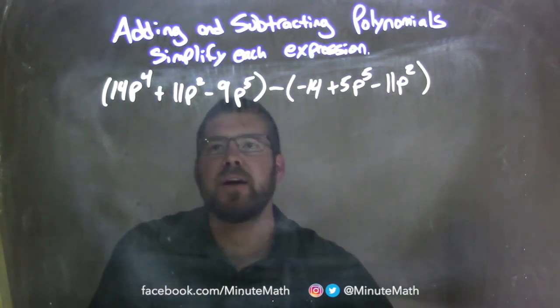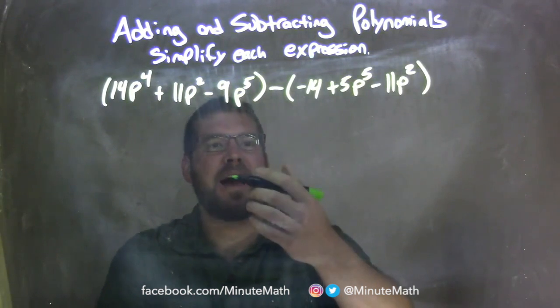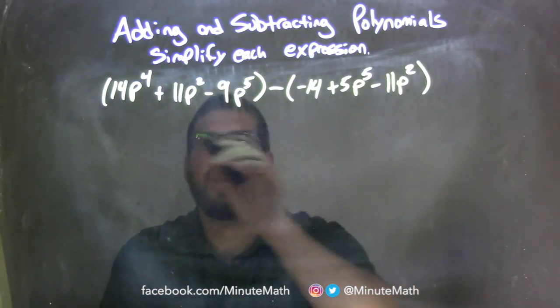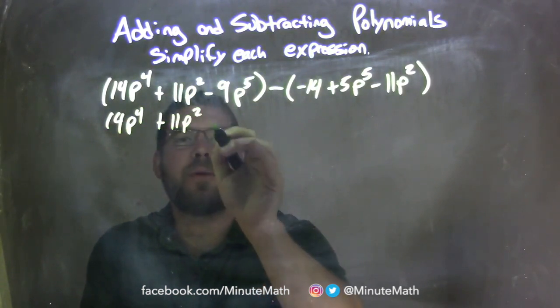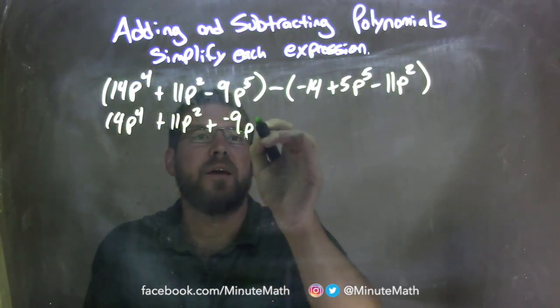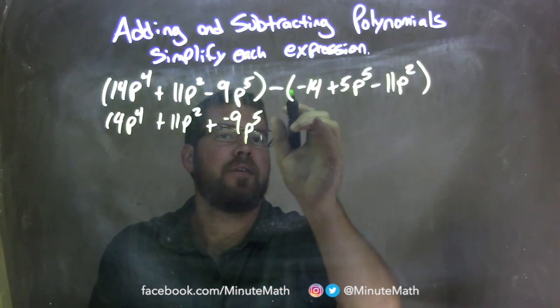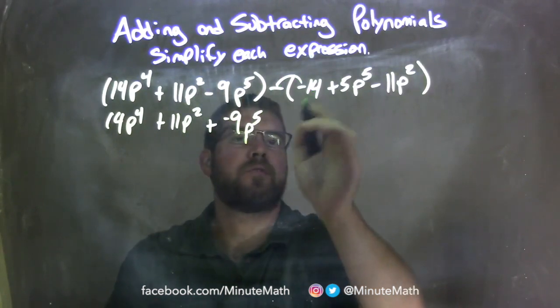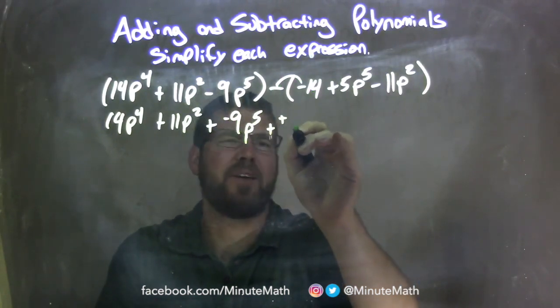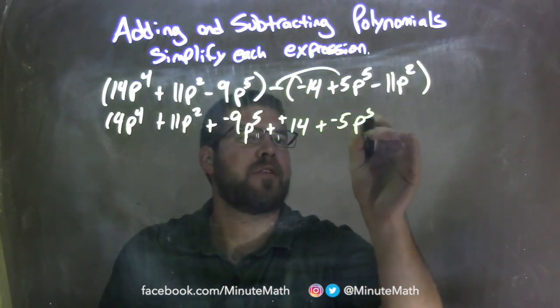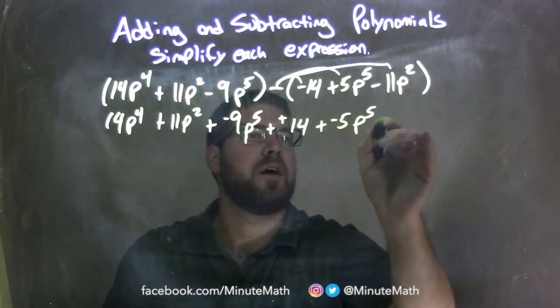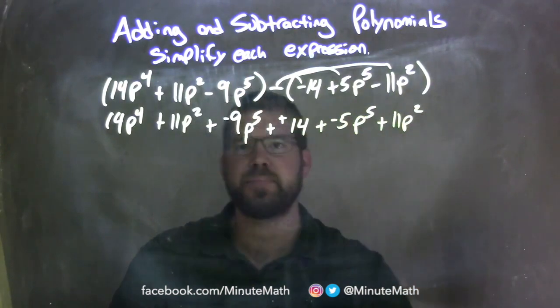So now I'm going to rewrite all my subtractions to be add a negative and distribute the subtraction sign. So we have 14p to the 4th plus 11p to the 2nd power plus a negative 9p to the 5th. Then distribute the subtraction sign, subtract double subtractions, adding a positive 14. And then here we're adding a negative 5p to the 5th. Distribute across here, adding 11p squared.